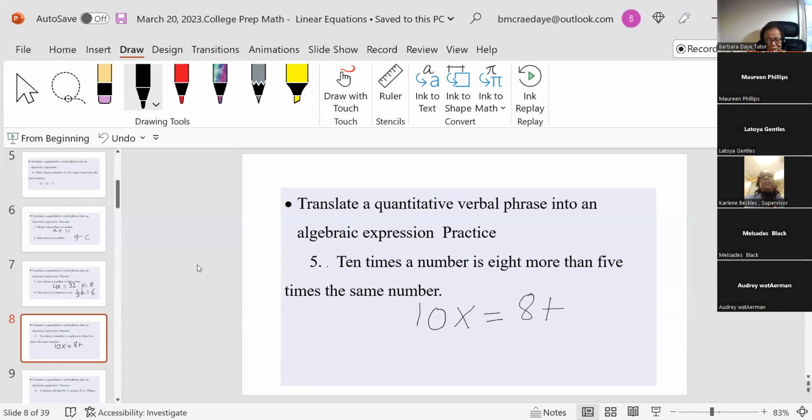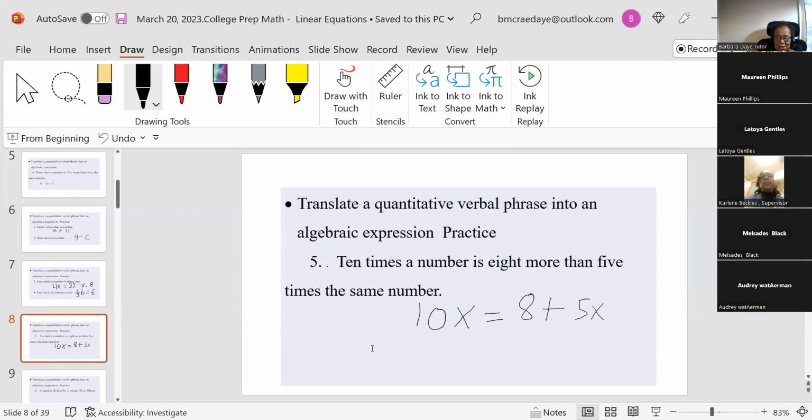No, you can't switch. It says the same number. X. Wait, Latoya. Please let Latoya talk. 5 times the same number. So what would I write, Latoya? You used X, the same number. So what would I write? 5x. That's it, 5x. You don't switch unless it said 5 times a different number, then you put a different variable. But it said the same.